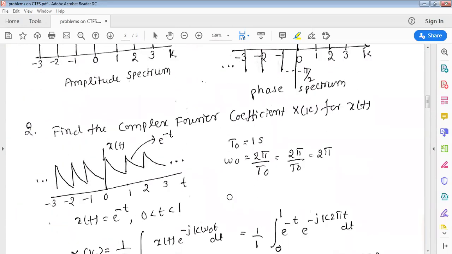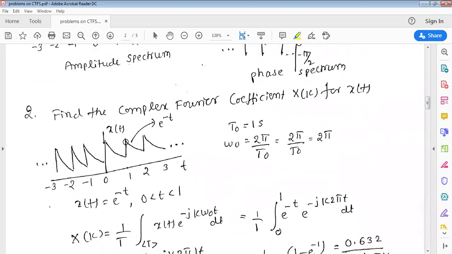Let us take one similar problem. Find the complex Fourier series coefficients of this function. So this is given as e power minus t. By seeing, the signal is periodic with T equal to 1. See here, for every 1 second it is repeating. Therefore, T naught is equal to 1 second. Then omega naught is equal to 2 pi by T naught, that is 2 pi by 1, that is equal to 2 pi.